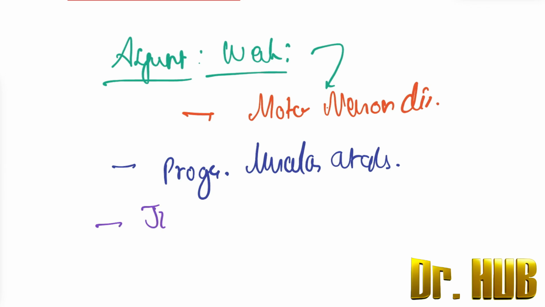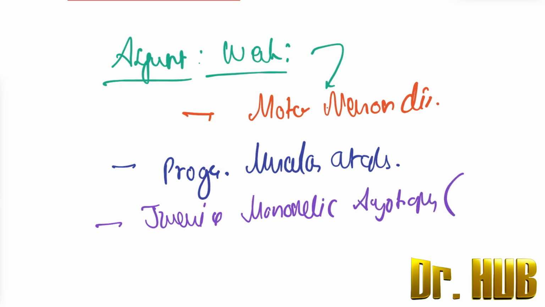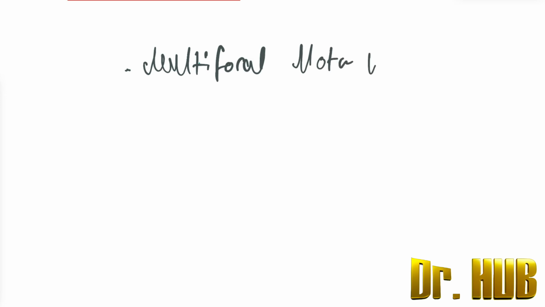There's juvenile monomelic amyotrophy, and this is nothing but Hirayama disease. Next, what else is there? There is multifocal motor neuropathy.